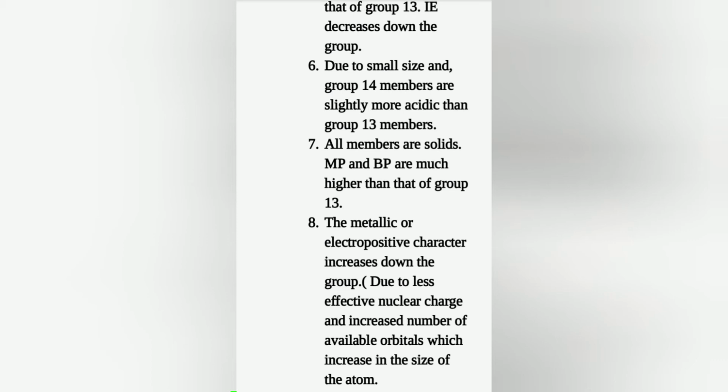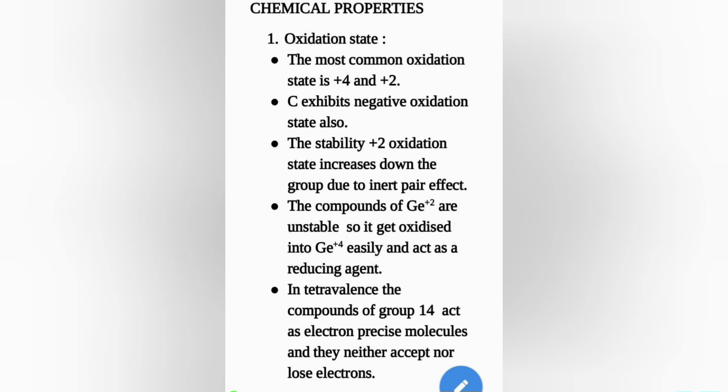So these are the general points that you have to consider when we are studying group 14 members: members, occurrence, electronic configuration, size, ionization enthalpy, melting and boiling points, and metallic or electropositive character. Mainly these are the points. These are the physical properties.